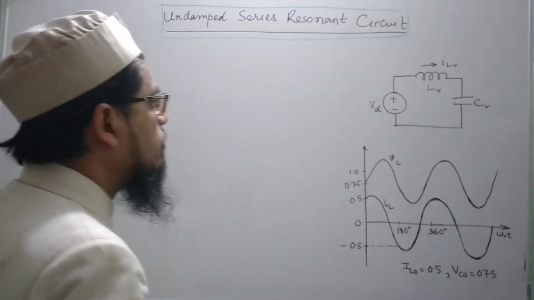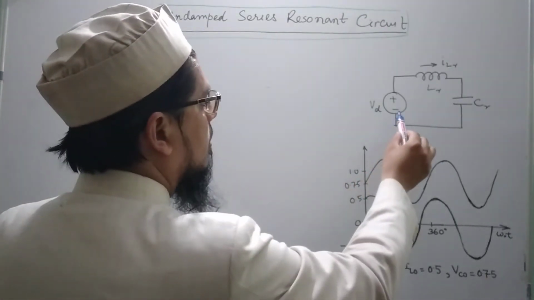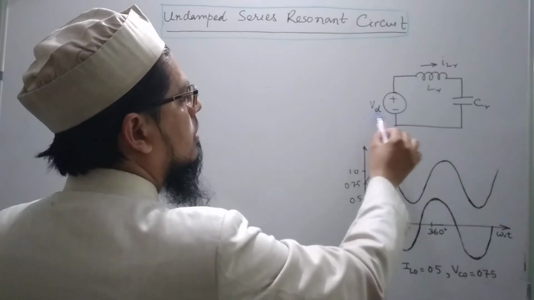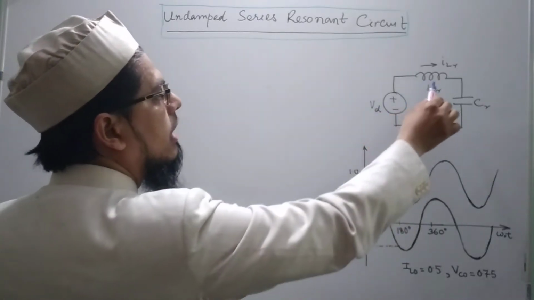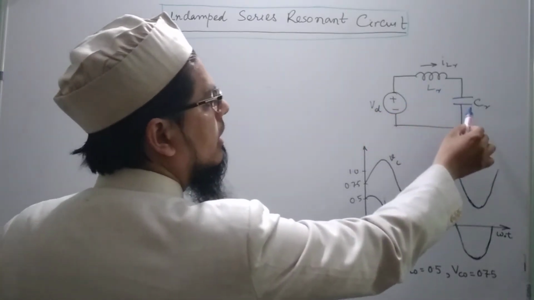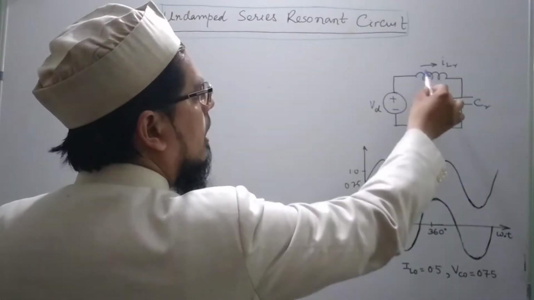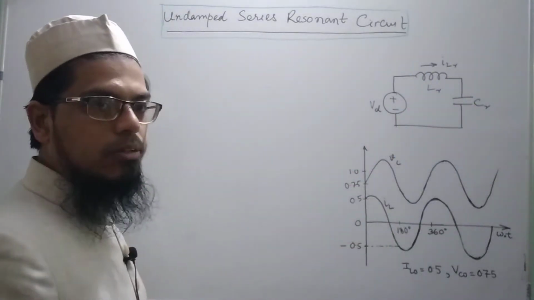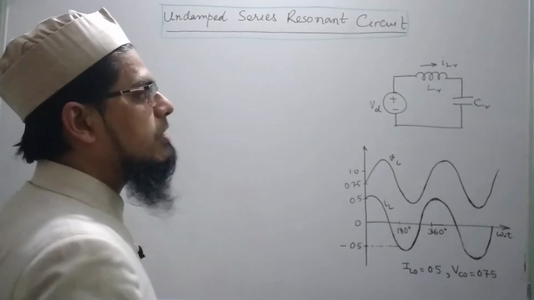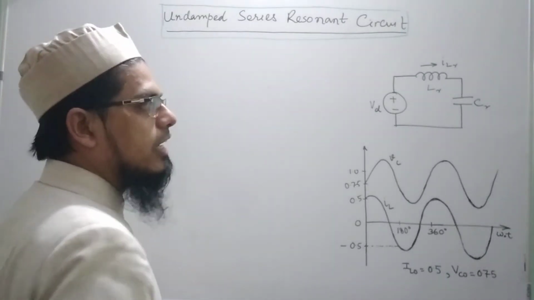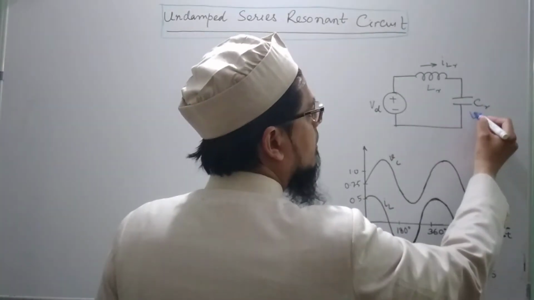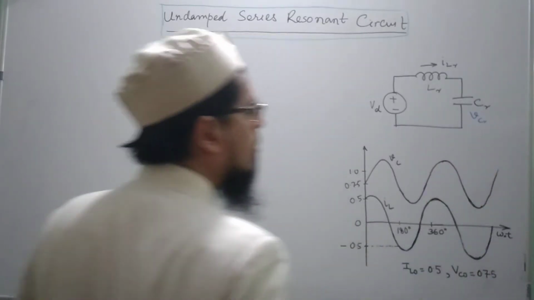Let us try to analyze this simple circuit. We have a DC power supply VD, an inductor LR and a capacitor CR. ILR is the current flowing through the inductor. Let us try to find the expression for the inductor current and the voltage that would be appearing across the capacitor. Let me call it VCR.